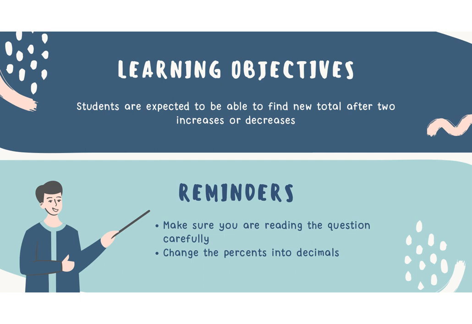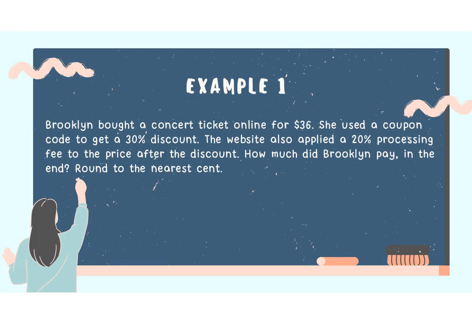The second one is make sure we're changing our percents into decimals. And if you do not remember how to do that, you can just take your percent and divide it by 100. Now, for example 1.